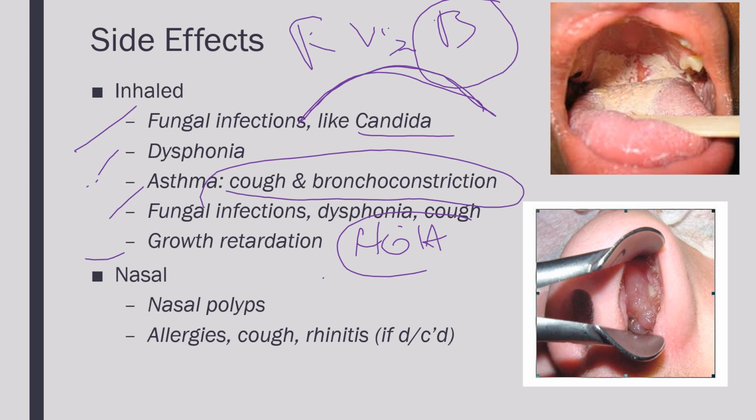Nasal-wise, they do nasal steroids, right, for the people with allergic rhinitis, things like that. They can develop things like nasal polyps. They can develop allergies to it, cough. They can have a chronic rhinitis, a chronic runny nose, if they discontinue it suddenly. Could be another thing that you can see out of these individuals.